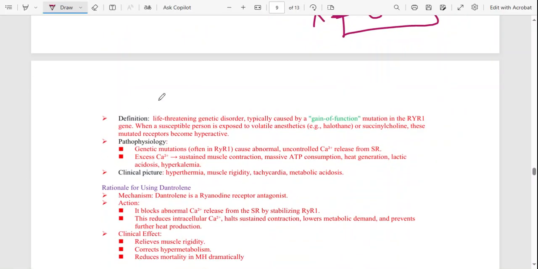Malignant hyperthermia is basically heat, like high levels. Hyper means high. So malignant hyperthermia is a life-threatening genetic disorder where there is a gain of function mutation. There is a mutation in the ryanodine receptor which makes it gain function, meaning that it ends up releasing a lot of calcium. That's the problem with this condition.